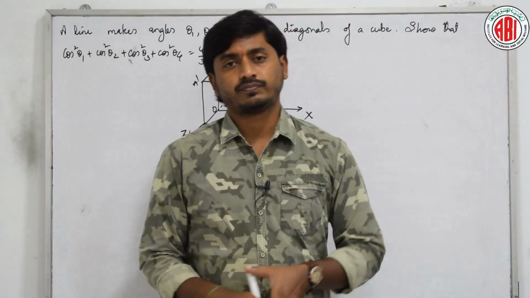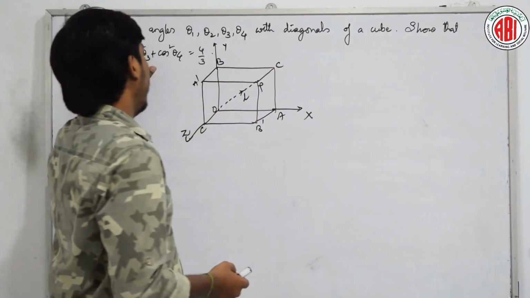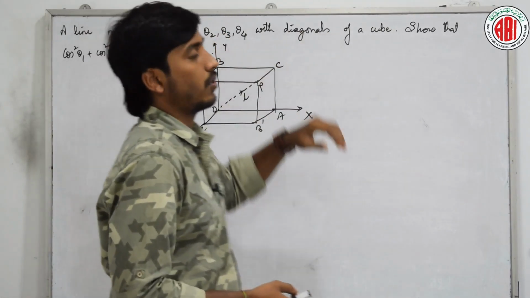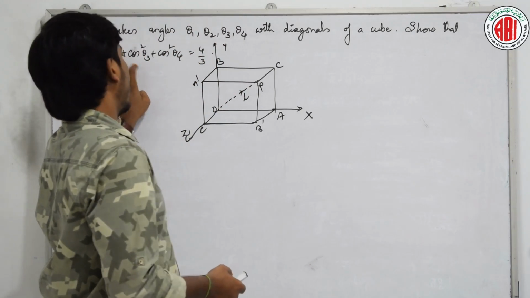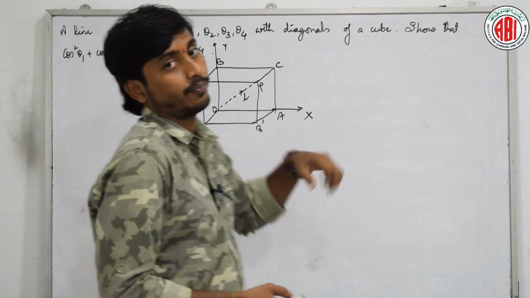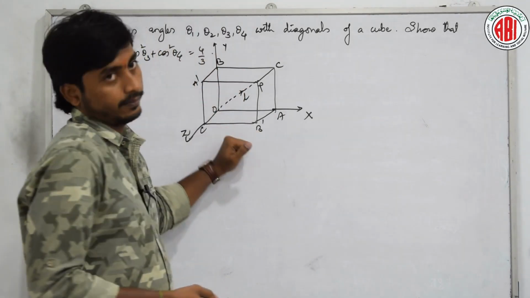Let's do. Look at this question here. It says a line makes angles theta 1, theta 2, theta 3, theta 4 with the diagonals of a cube. Then we are asked to show that cos square theta 1 plus cos square theta 2 plus cos square theta 3 plus cos square theta 4 is equal to 4 by 3. Okay. Now we have to check where the diagonal is.